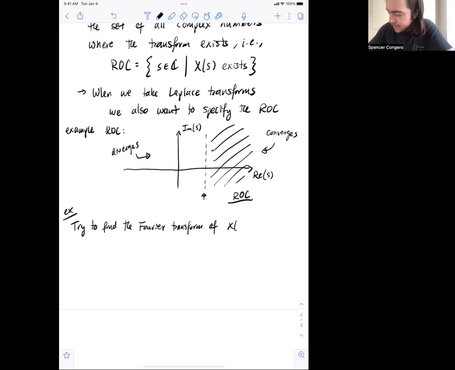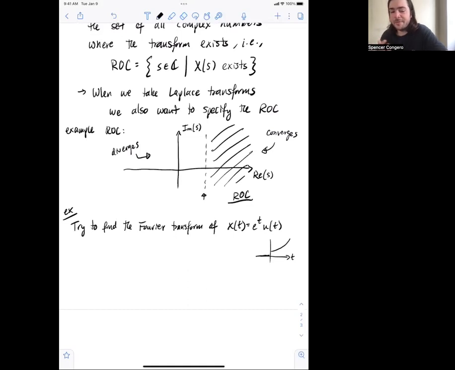And that function is x of t. It's going to be e to the t u of t. Okay, and if you think about what this function looks like, it's 0 when t is negative, and then it's this increasing exponential as t grows. And so based on what we know about Fourier, this function kind of grows too quickly. It's going to blow up when I try and take the Fourier transform.